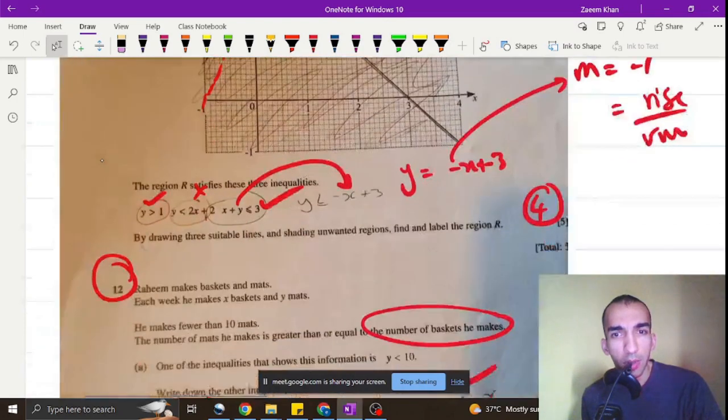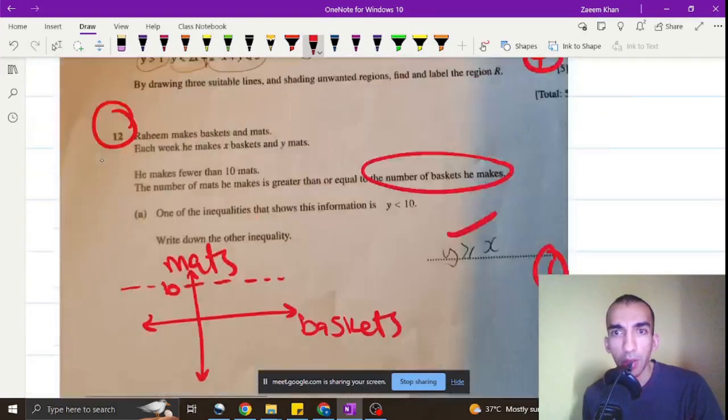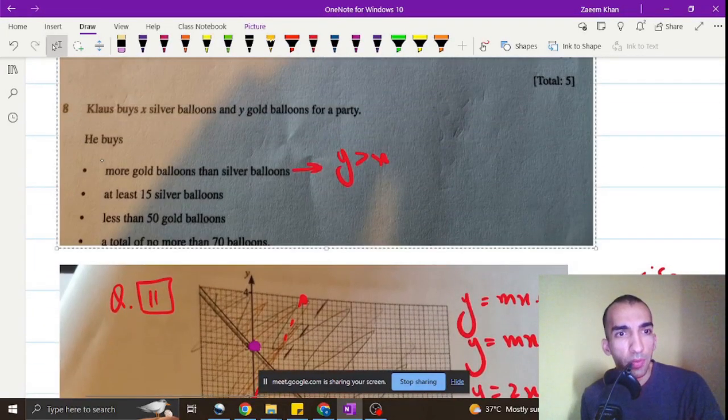Y is greater than X. All right. At least 15 silver balloons: X is less than or equal to 15.